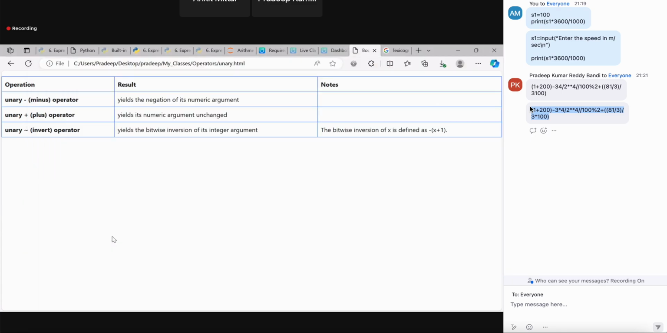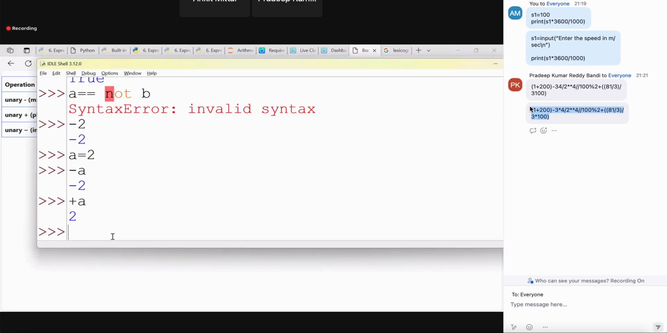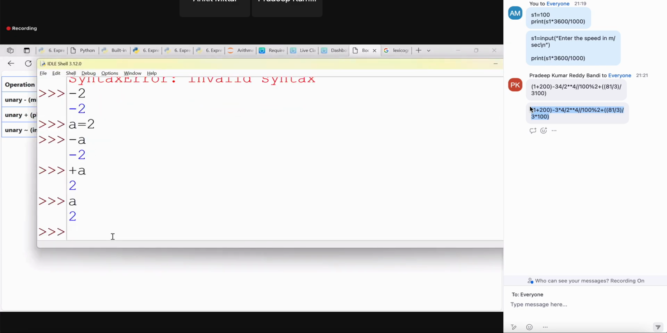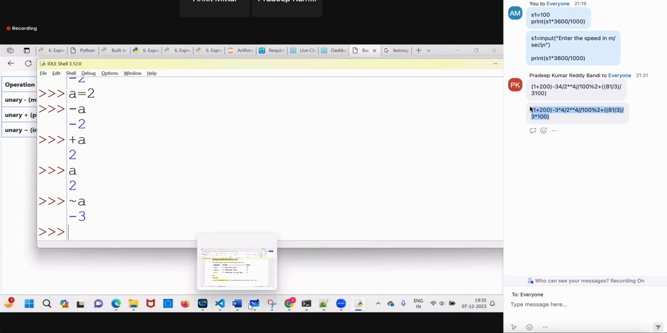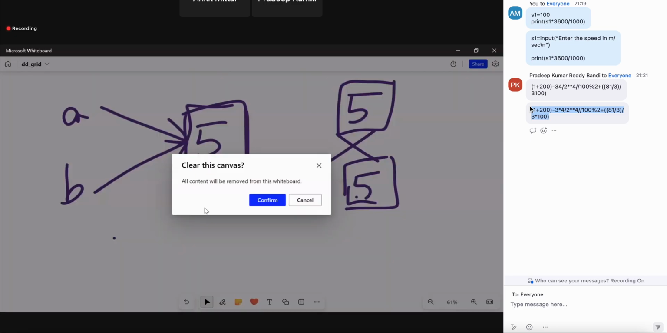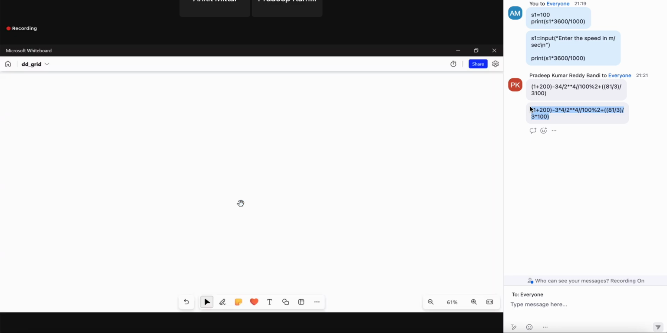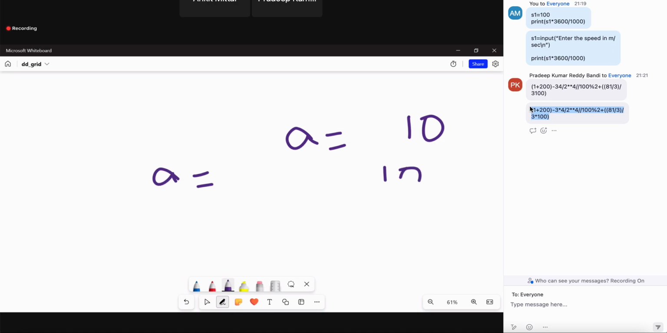Okay. And next is the unary bitwise inversion operator. So for example, A. So this is minus 3. But how? That is a big story actually. You have to take the 2's complement, then only it will come. You have to take all the bits. Okay. So 1, 0. Maybe I'll keep 1, 0 here.